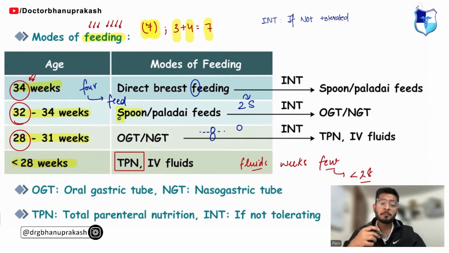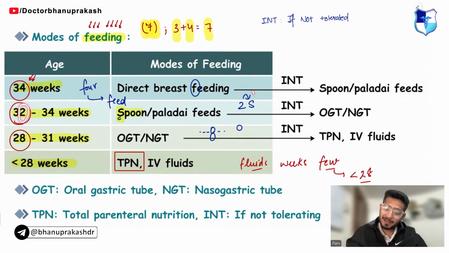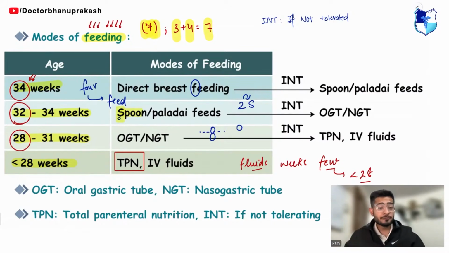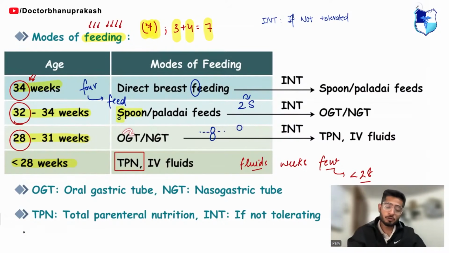Coming on to next one, 32 weeks. So can you understand? This 2 and S looks very similar, okay, 32. That means for 32 weeks, you are going to use spoon, you are going to use paladai for the feeding, okay. And what about 28? So this is 8 and you cut it. So once you cut it, you will have two small round things, gol gol. So that is OGT, orogastric tube or nasogastric tube.